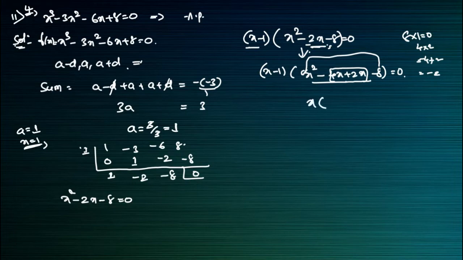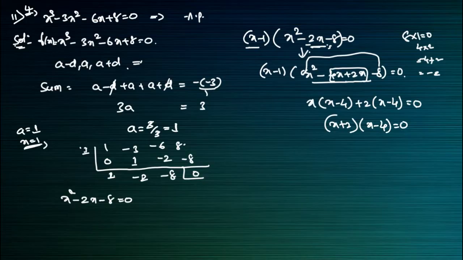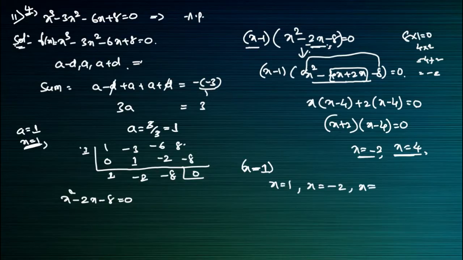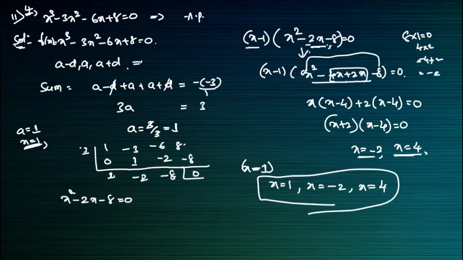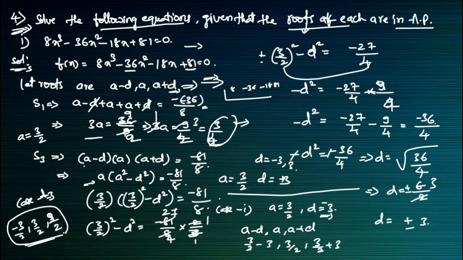So x comes common from these two terms: x minus 4 plus 2 will come, x minus 4 is equal to 0. So x plus 2 and x minus 4 are the two factors, x is equal to minus 2 and x is equal to 4. So one root is x is equal to 1, another is x is equal to minus 2, and another is x is equal to 4. So this is simple. You can do this process, or else you can do the first process. Any process will work for you, so whichever is easy for you, do that process.